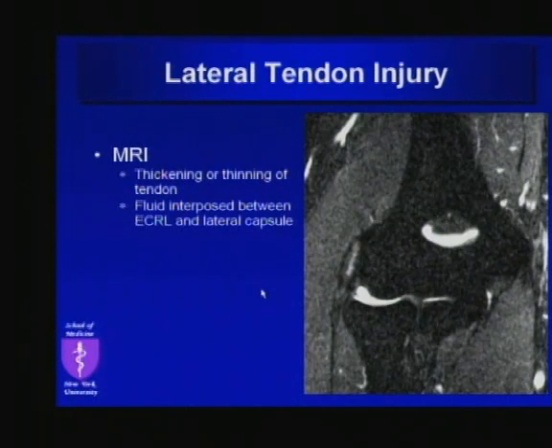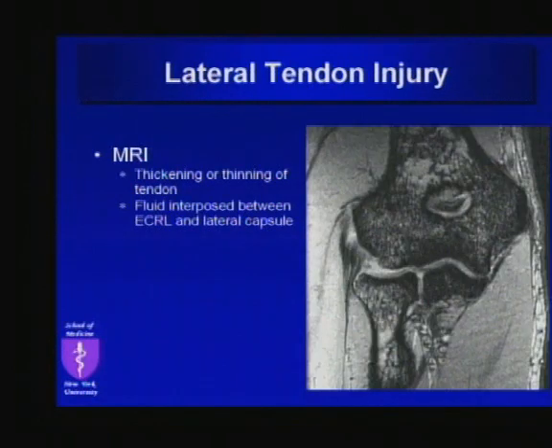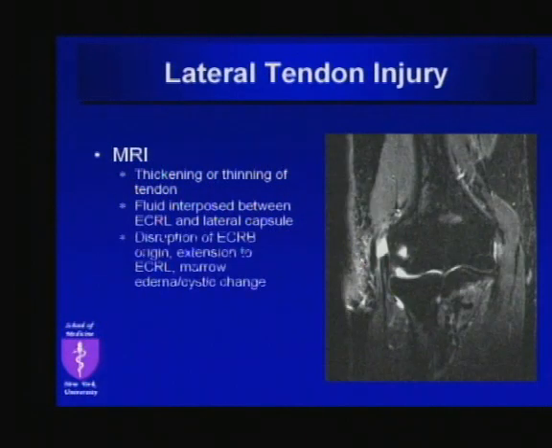Another example here on a T2 weighted sequence, and you can see that subtle fluid signal intensity there. This is associated with lateral epicondylitis. Another example here on a gradient recall sequence, you can see how there's signal hyperintensity here right in between the extensor carpi radialis longus, which originates a little more proximally, and the lateral capsule here.